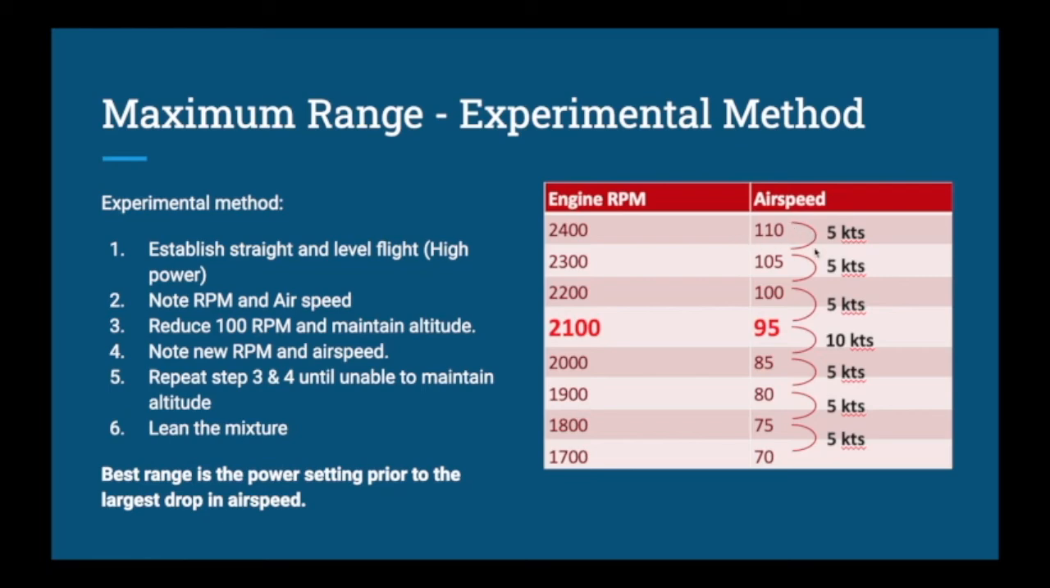You'll notice from 24 to 23, we've lost 5 knots, and we lose another 5, then we lose another 5, and then we lose 10 knots. Then if we reduce it again, we're going to start to lose more, and it might not be exact. It could be 4, it could be 7.